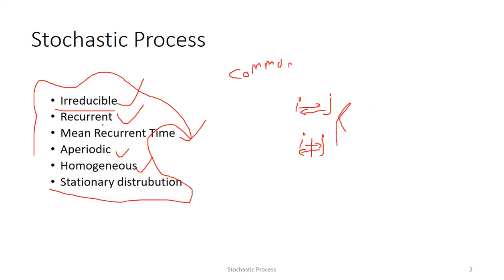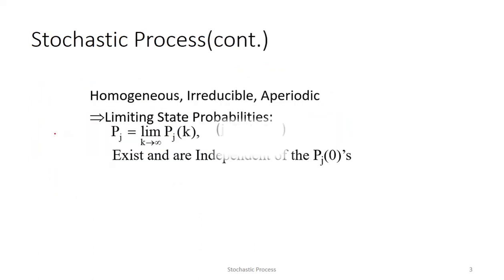Now we can see recurrent, persistent, transient. These are all different kinds of things we can discuss. Aperiodic also, homogeneous, and stationary distribution we can find, and we can see them with simple examples.